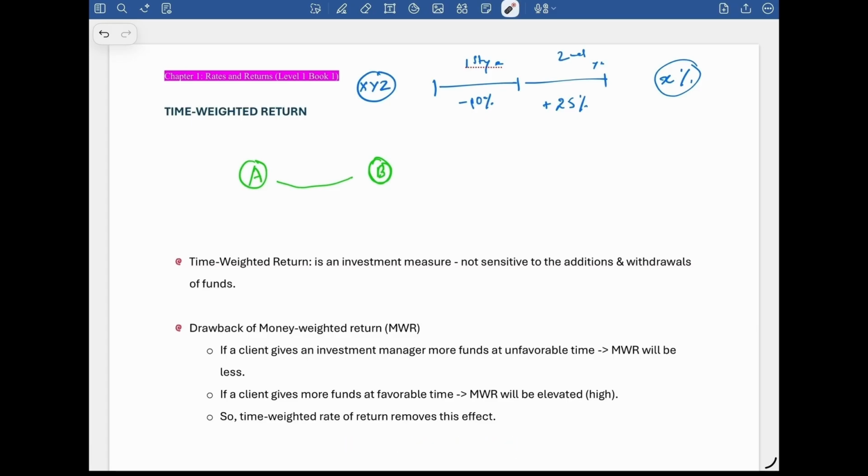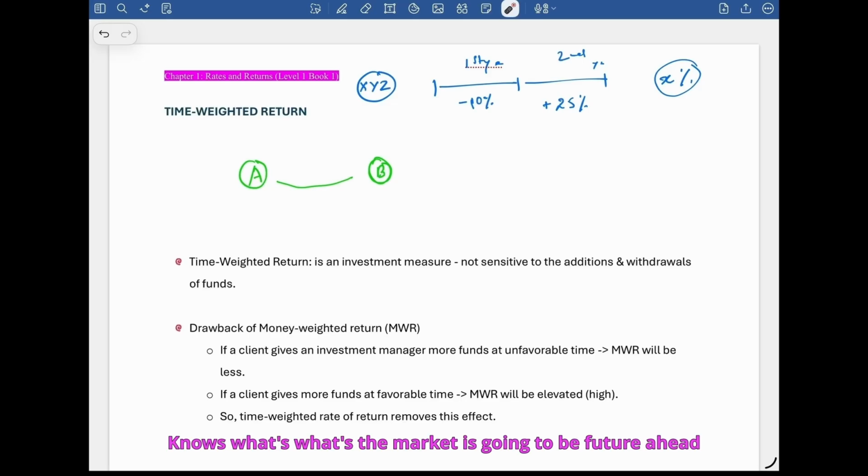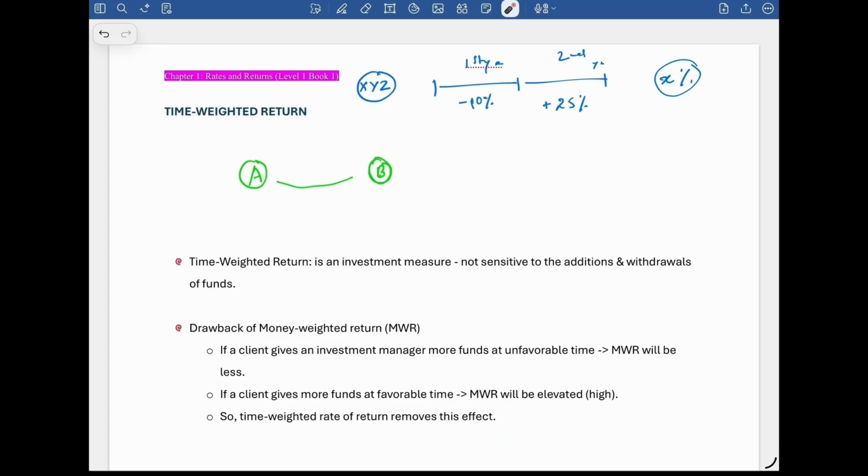And if you are a very professional investor who knows what the market is going to be in the future, and if you have analyzed this, then it could be a different scenario. But the main thing is, nobody can predict the future, what is going to come, right? So it depends on when and how much money you are investing. If it turns out to be unlucky, then your money weighted return will be low. If it turns out to be lucky, favorable, then your money weighted return will be higher. And as these two scenarios are not predictable, different people will have different money weighted rates of return.